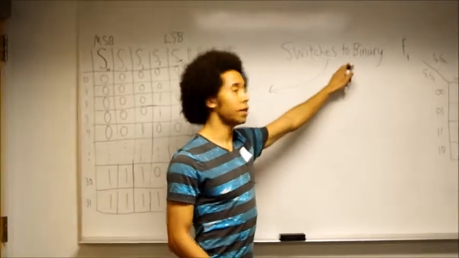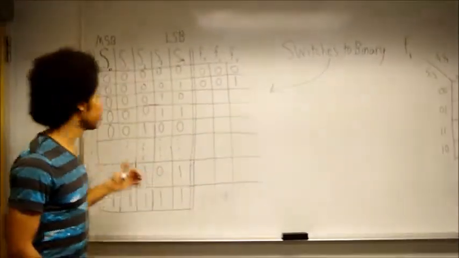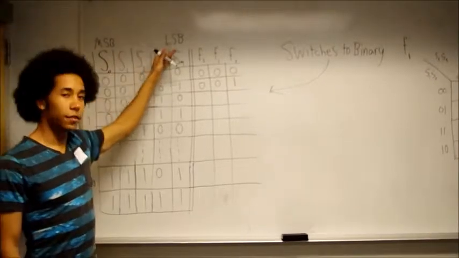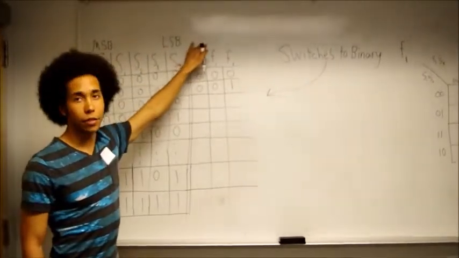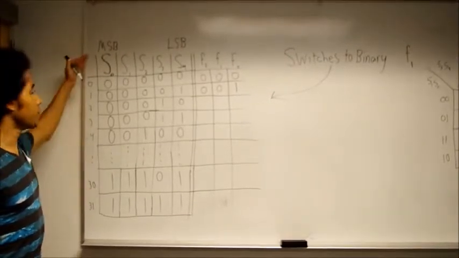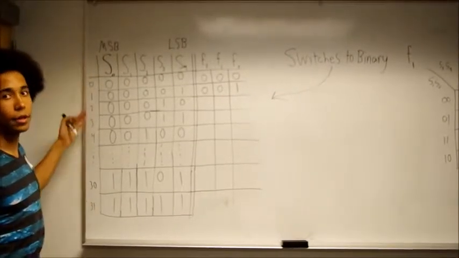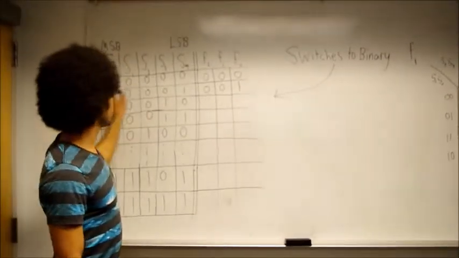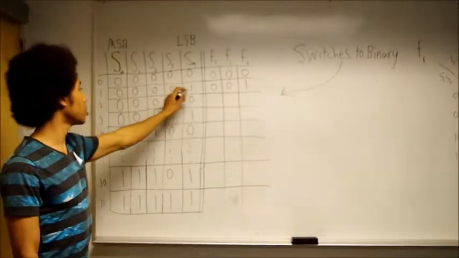Okay, so now we are on the first block of what we broke our problem into, which is turning the 5 switches into binary. So what you do is you make a truth table with S0, S1, up to S4, and then the 3-bit counter. This would go from 0 to 31 because you have 5 switches, so you have 32 different possibilities of being on or off.